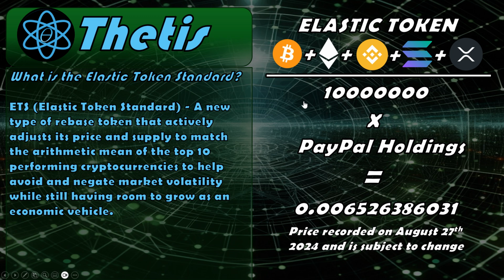So what does this mean? A little more information on that. There are some rebase tokens out there already, and the way they work is by adjusting the supply of the token, because there are two factors that can change the price of a token. One factor is how much money is in the system, which is the market capitalization, the market cap.